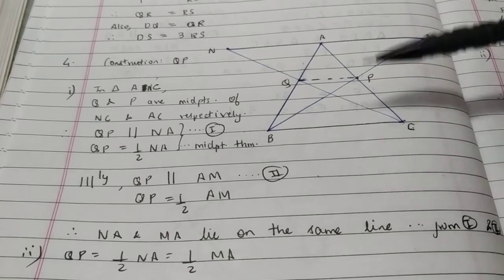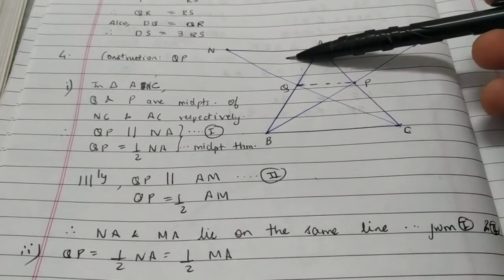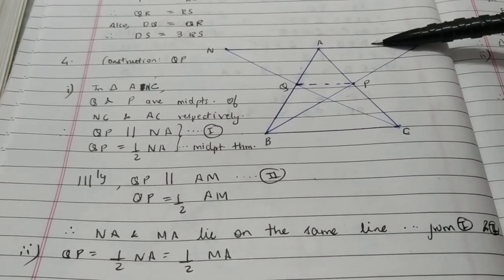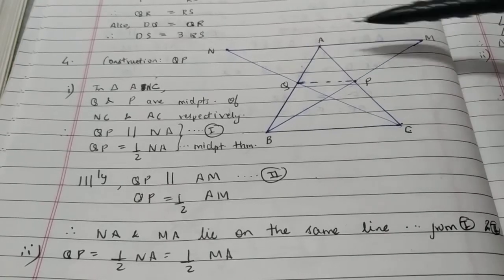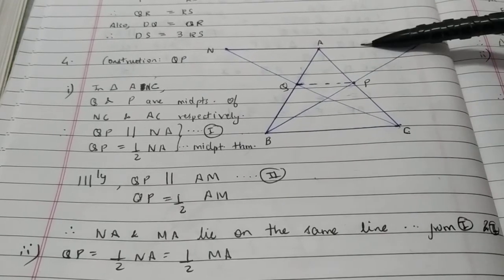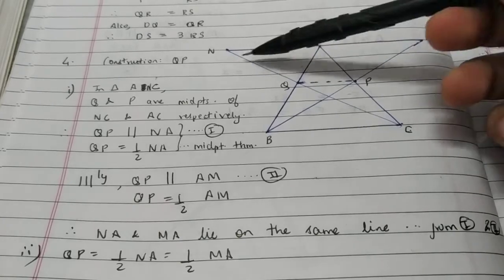And for Roman number 2, well, QP is half of AN and QP is half of AM. That means AN and AM are equal. That means A is the midpoint of NM.